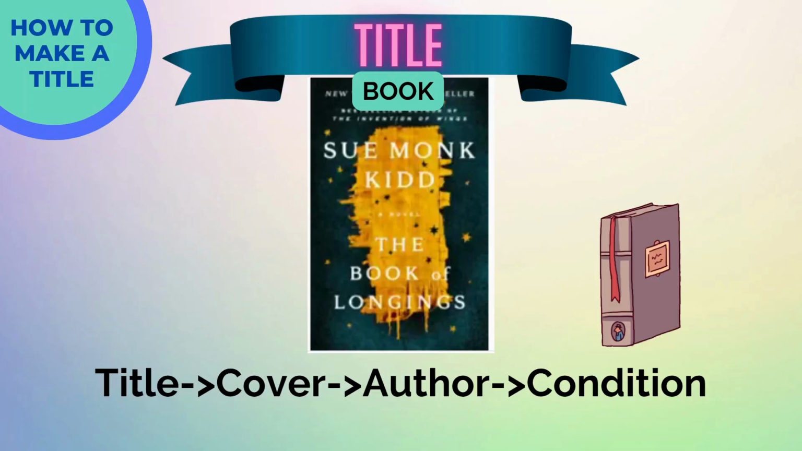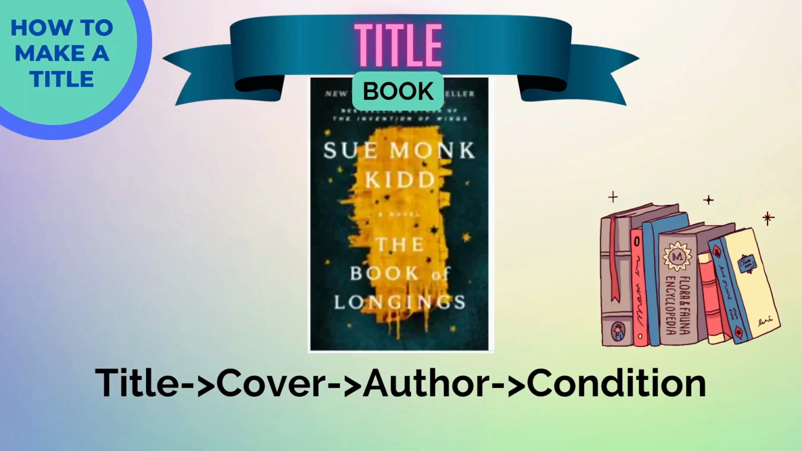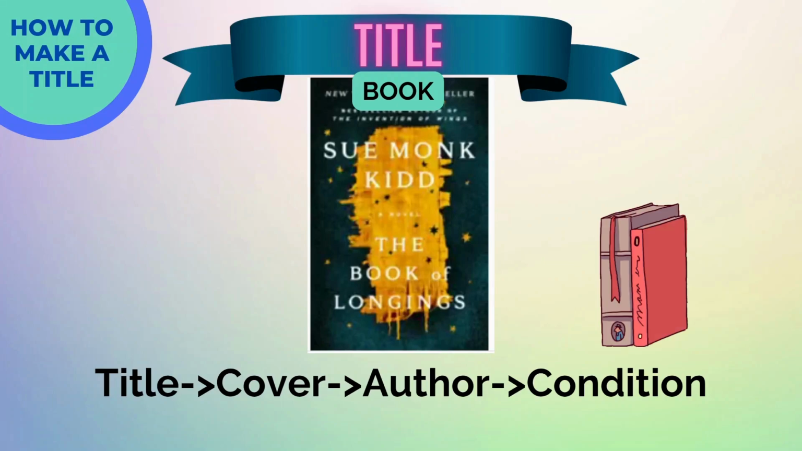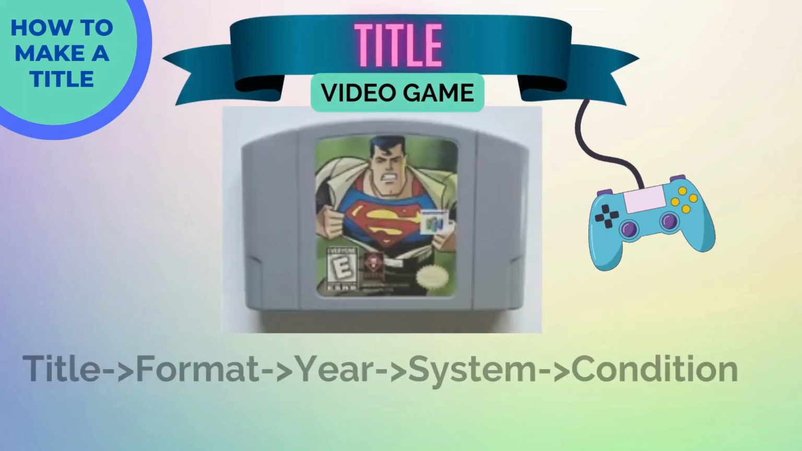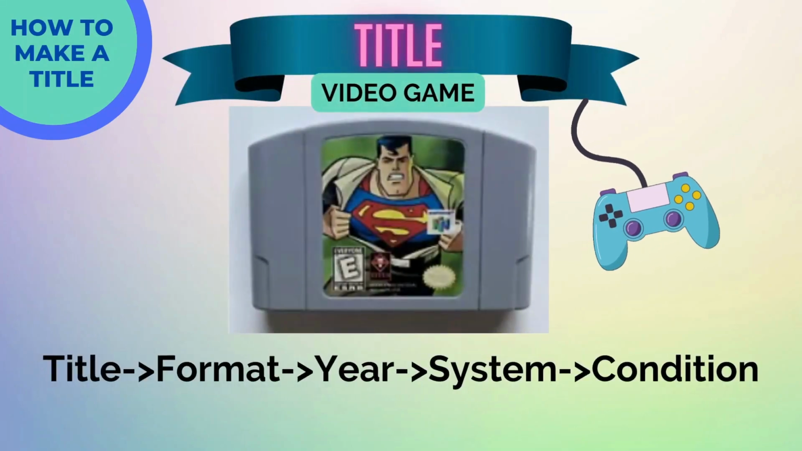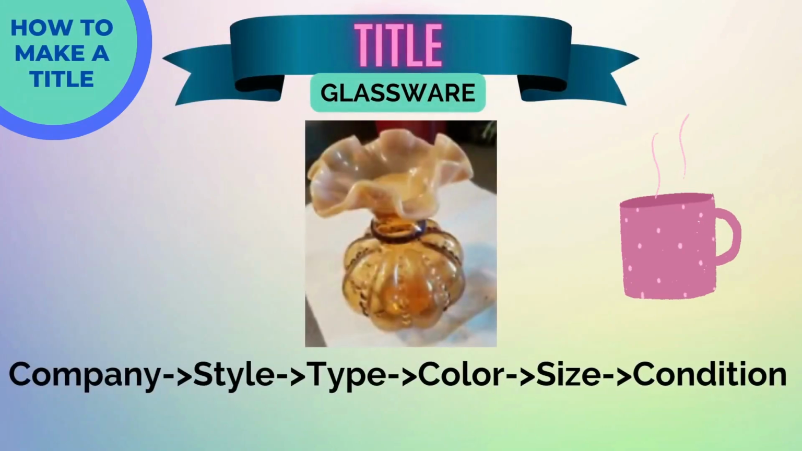For resellers listing a variety of hard items, titles may vary. Books can start with the title, cover type, author, and condition. Video games will start with the title, format, year, game system, and then the condition. Glassware and ceramics usually start with the company, style, type, color, size, and then the condition.